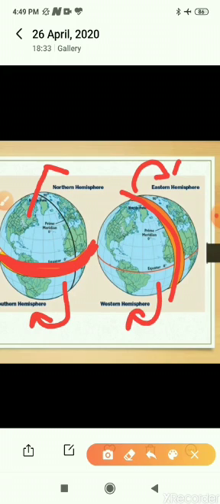Earth rotates west to east. First of all, you should know about west and east. West is the left side and east is the right side. So from left to right, from west to east, the earth rotates.